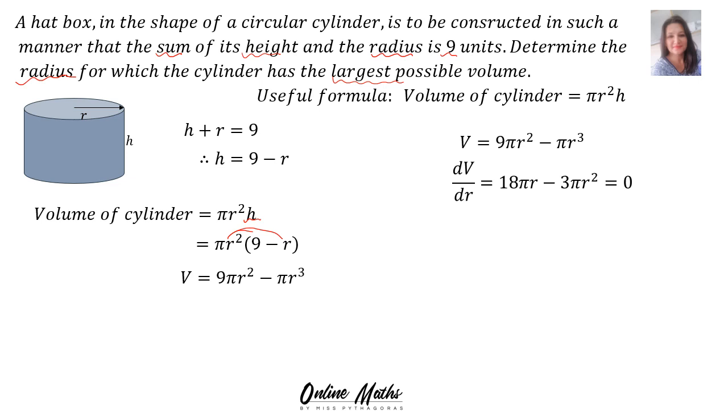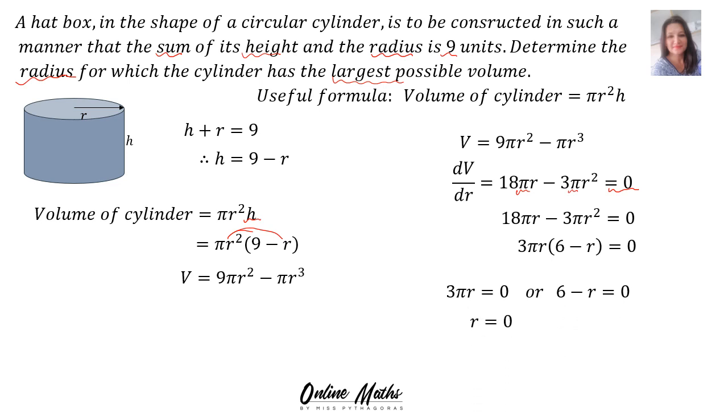Don't worry about the pi. Remember, pi is a constant. It's just a number. And remember you also have to equate to 0 because maximum, minimum: differentiate, equate to 0. Then in the next step, I will take out 3 pi r as a common factor and I'm left with 6 minus r is equal to 0. And then 3 pi r is 0 or 6 minus r is 0. r is 0 for that one, and in this case r is equal to 6.